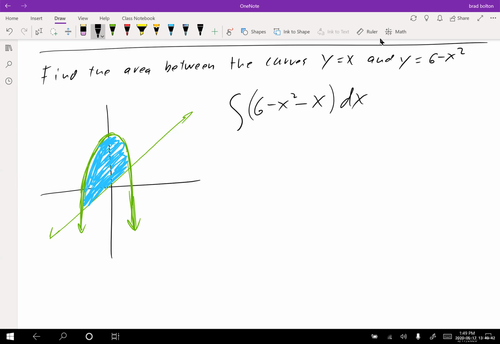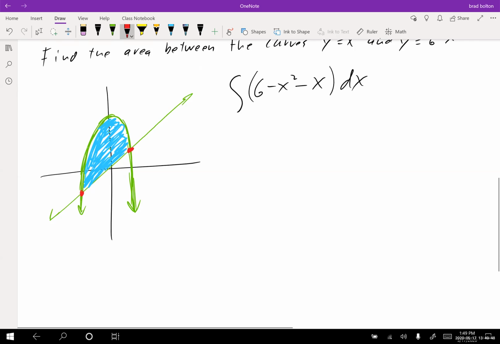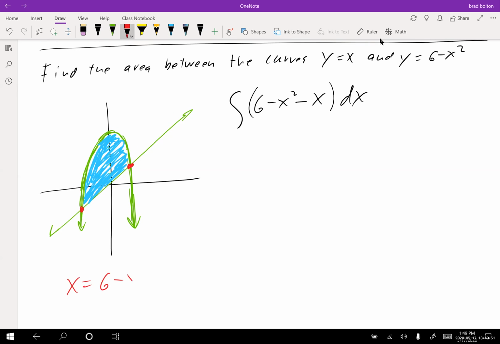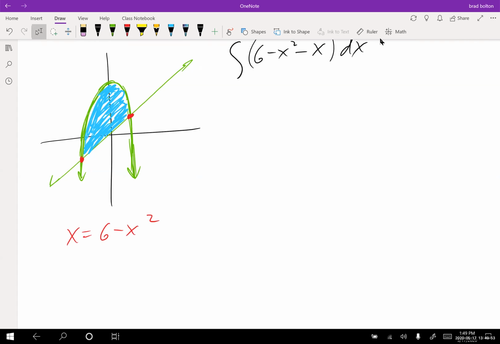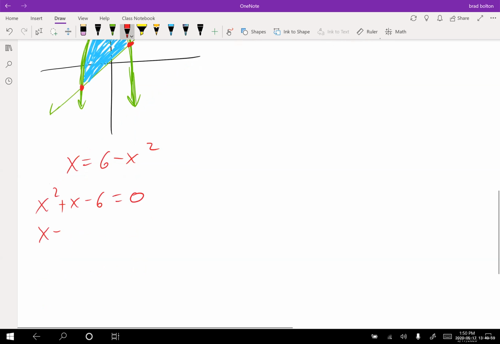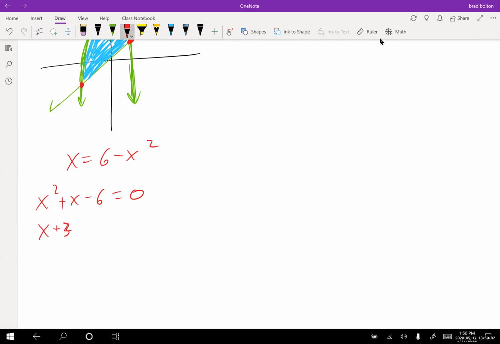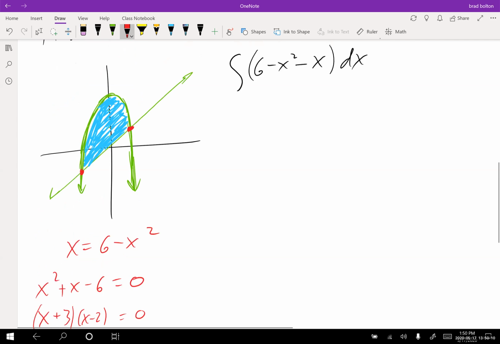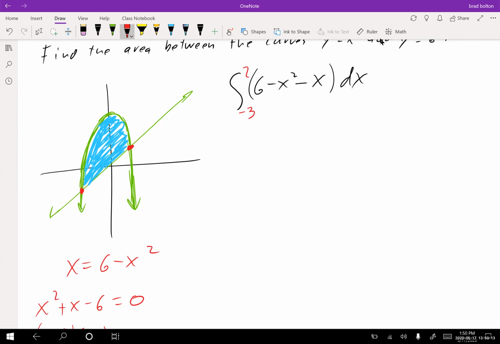Okay. Now what we're missing is our limits of integration, and that we are going to find by finding the intersection points of this graph. So you could just set x equals 6 minus x squared. We could move everything to one side, equals 0, and then we solve. x plus 3, x minus 2 equals 0, so x equals -3 and x equals 2. Those are my limits of integration, -3 and 2. That's how you find your limits of integration: you find when the two graphs intersect, and that'll tell you when one is above the other. So now we can go through with the work.